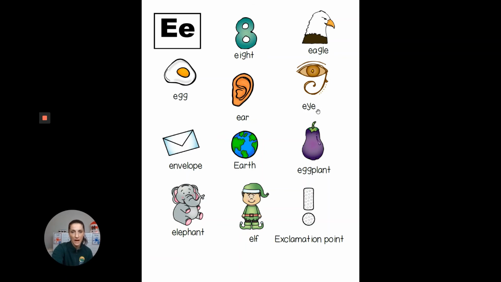We have I. You see, it doesn't sound like E, but I, E-Y-E spells I. And in fact, I has 2 E's in it. Then we have envelope, envelope, earth, eggplant, elephant, elf, and there is our exclamation point. So you can take a look at this and you will be coloring your own E words at the end of class.